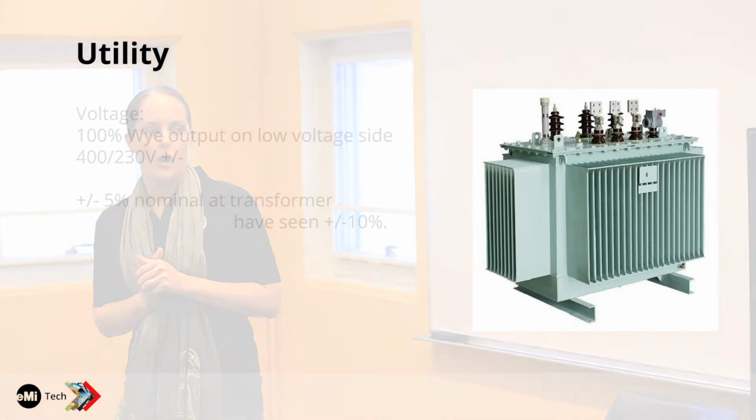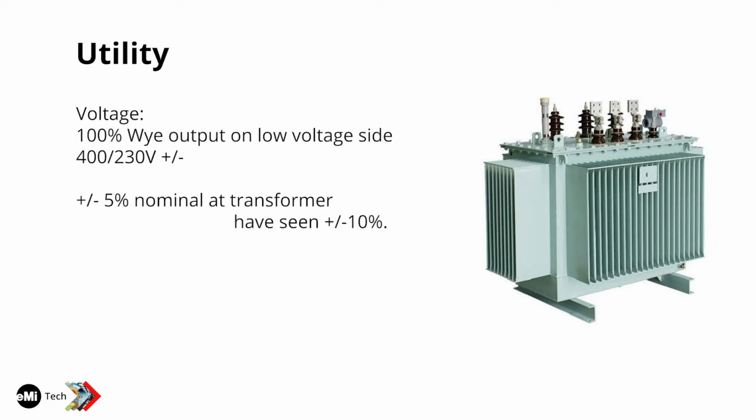The voltage in our context is almost 100% Y. That won't mean anything to non-electricals, but to electricals that's important. In the US, we have a lot of variety. In the developing world, in general, it's Y, and it's 400 volt, 230 volt range. It's somewhere close to that, usually. There should be plus or minus 5% nominal at the transformer, but we have seen as much as plus or minus 10% at a utility transformer. So it is worth checking, but know that most customers will blame everything on the utility, and that may or may not be the case. That's why we take power analyzer data.